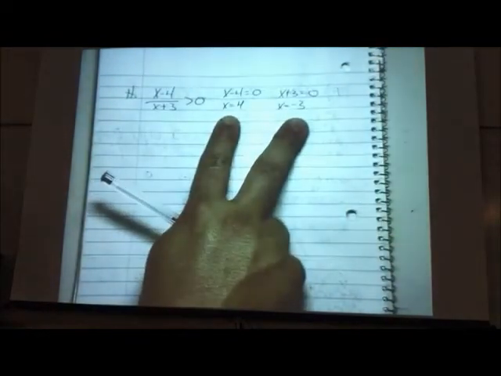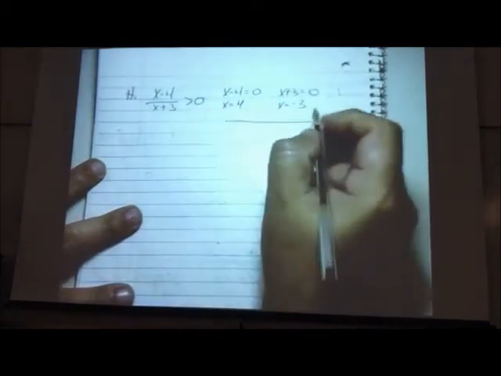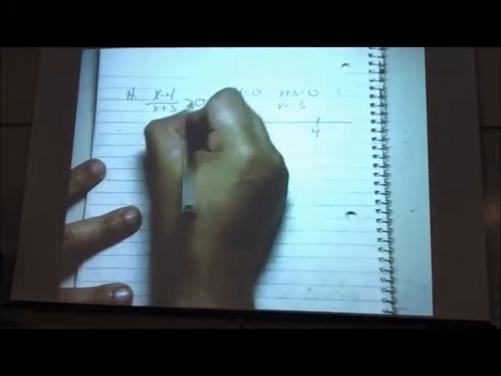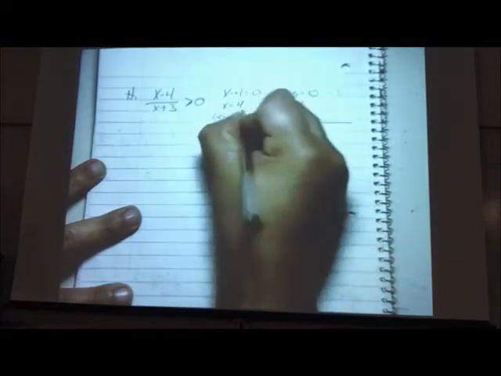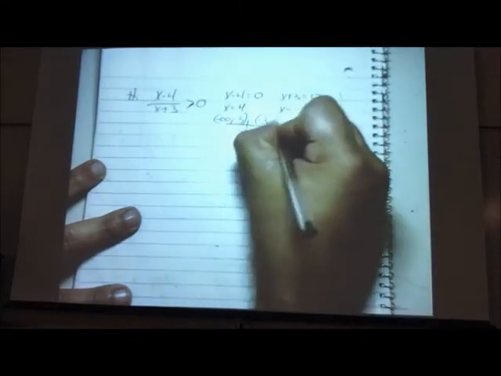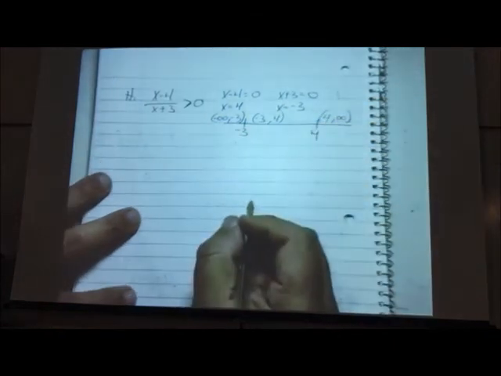What do I have to do now? Number line. Well, that's pretty easy. My smallest number is negative 3. My largest number is 4. Set your points. I'm not working with an equal to, so it's going to be negative infinity, comma, negative 3, negative 3 to 4, 4 to infinity.